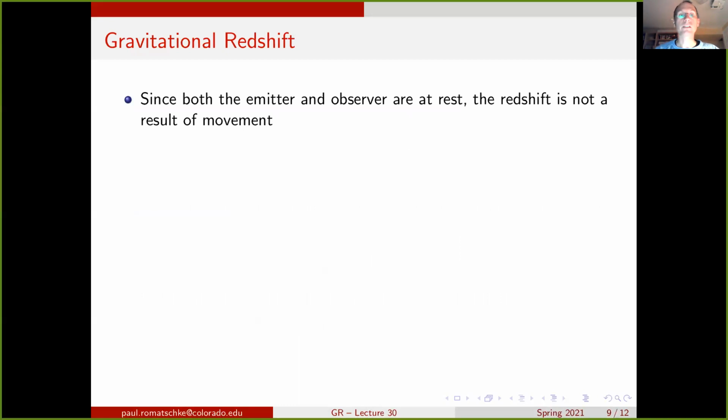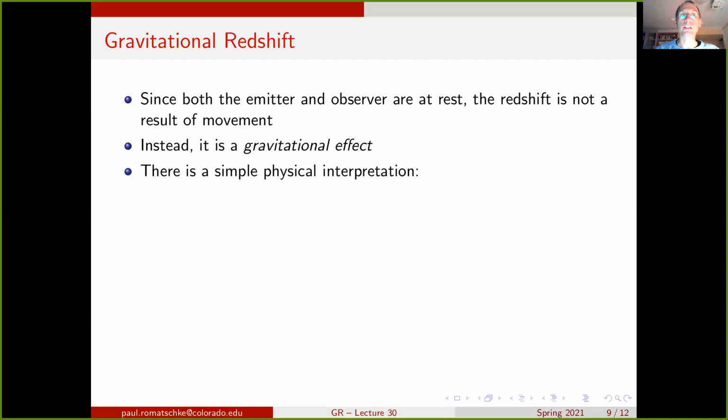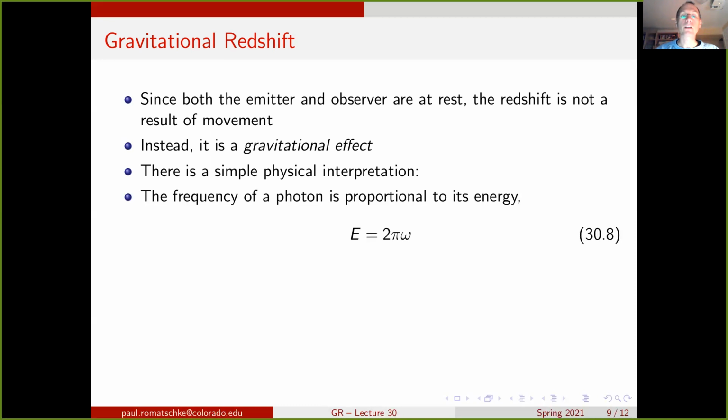Just to reiterate, since both the emitter and the observer are stationary, the redshift is not the result of their respective movement. Instead, it's a gravitational effect. And we can come up with a fairly simple physical interpretation of why this effect should be present. The simple physical interpretation is just energy conservation.